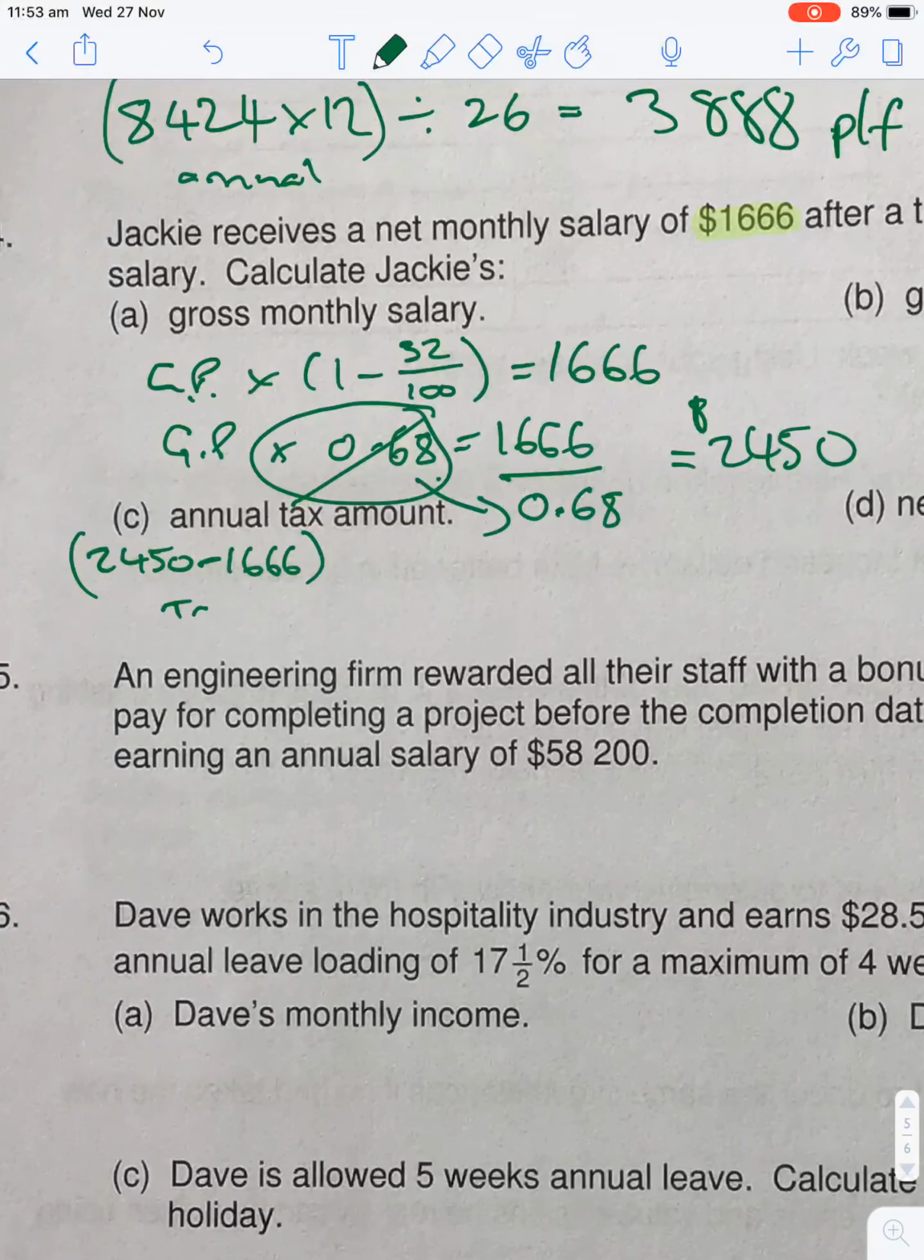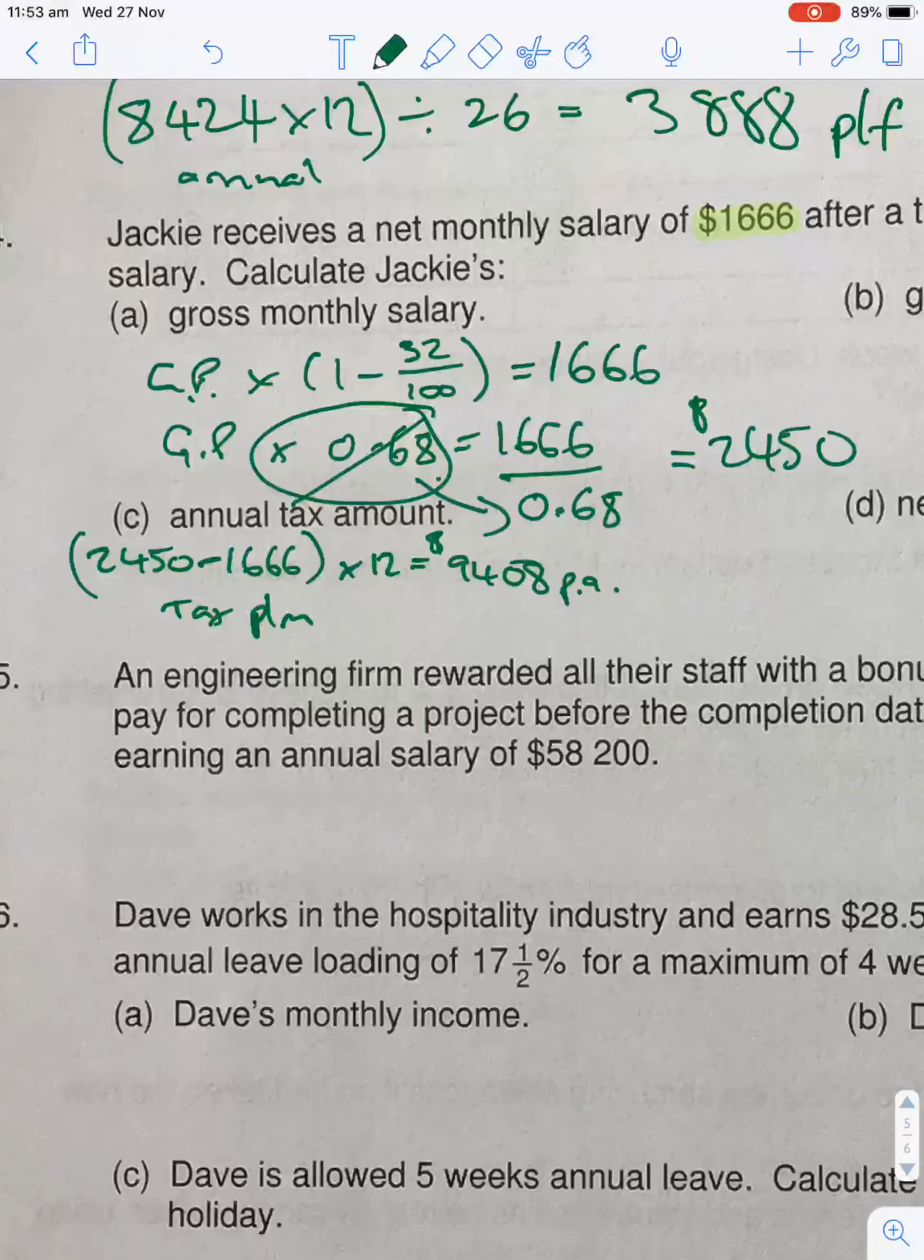So when I do that, that was my tax per month. So per month. And then I would multiply that by 12 to turn it into an annual tax amount. So basically she was paying $784 per month, and then multiplying that by the 12 months would give me $9,408 per year, per annum, on tax.